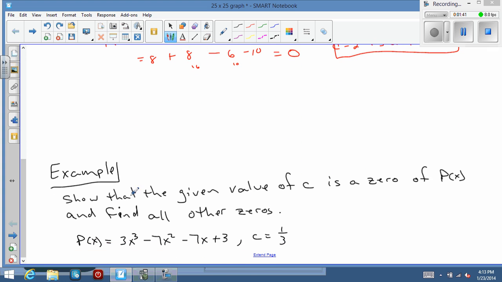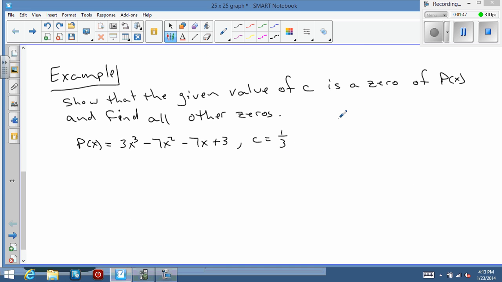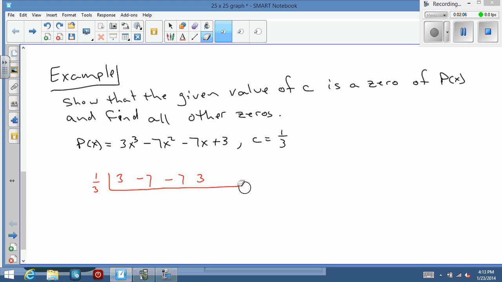Another way to use this information is, given a value of c that is a 0 of p of x, we can find all the other zeros. So if we take this and we do synthetic division, we put our 1/3 on the outside. We take 3, -7, -7, and 3. And we can do the synthetic division here.